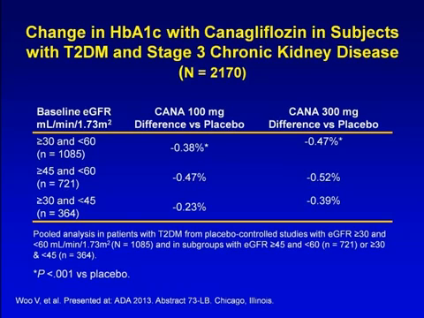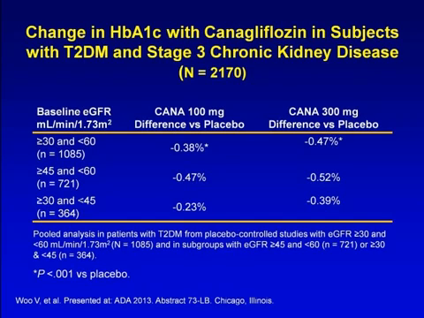Data were taken from patients who had a GFR of 30 to 60, and the reduction in A1C with canagliflozin was modest compared to what we saw earlier. When you broke it down, again, there was a difference between those who had an eGFR of 45 to 60, where the reduction was 0.52, as compared to those who have an eGFR of 30 to 45, where the reduction in A1C is very modest, even at the high dose, and is only 0.39.